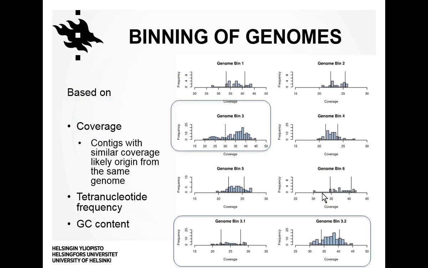The binning of genomes is based on, these are the main ways to bin the genomes, so based on coverage. So you take contigs that have the same coverage, which are likely to originate from the same genome. So here's an example of different genome bins, and for example in genome bin number 3, you can see that there are contigs that have really high coverage and contigs that have much lower coverage. And those were something that I needed to then split into 2 different bins, because from one genome you should have a uniform coverage.